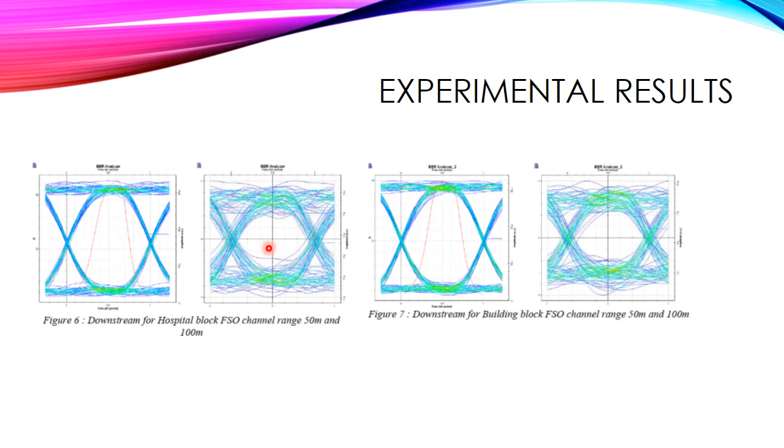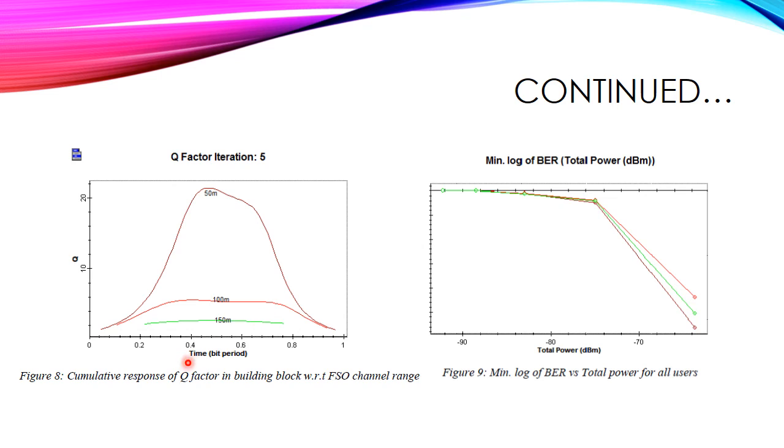But as soon as we go further in the length, like for 150 meters and so on, the signal completely deteriorates and there is no transmission. Similar results are received at the big building blocks. This diagram is for 50 meters and this one is for 100 meters. In this diagram, Q factor for 5 iterations is shown. For the 50 meters we have a very high quality factor. For 100 meters it's also very acceptable.